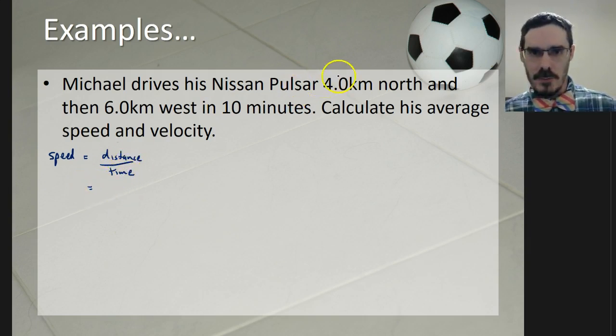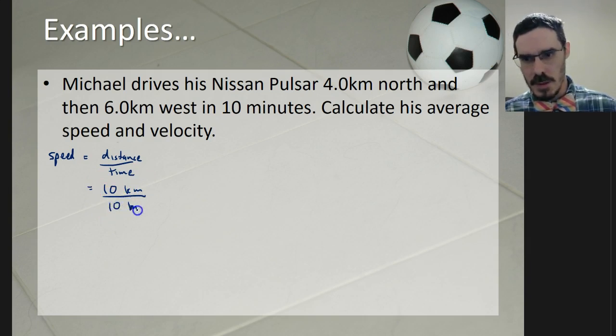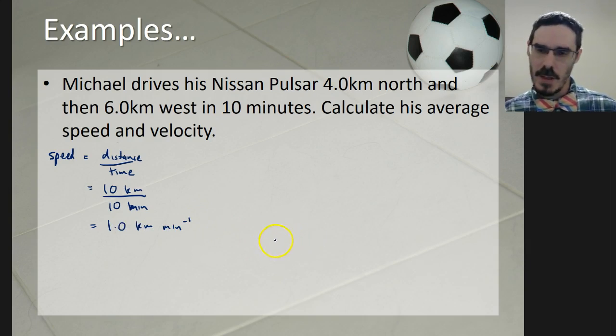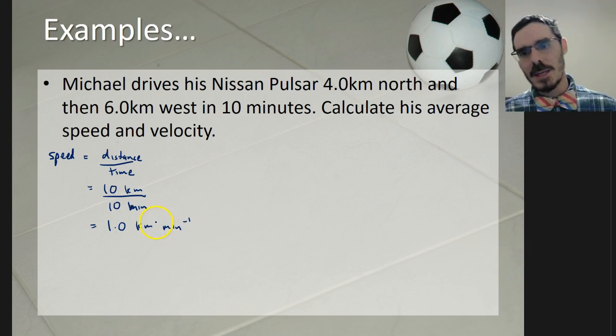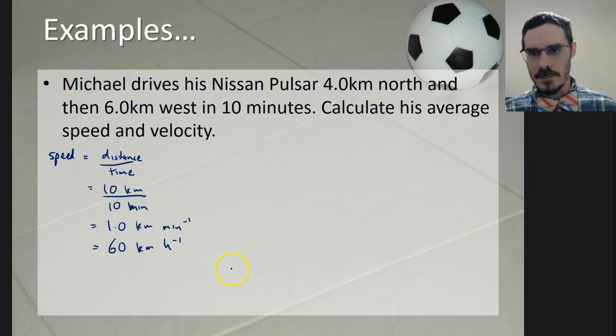So the distance was 4 kilometres north and 6 kilometres west for a total of 10 kilometres in 10 minutes, which if you like is 1 kilometre per minute. Now, min is actually not a standard accepted abbreviation for minute. I'm going to use it anyway. To make this make more sense, if you're going 1 kilometre per minute, how many kilometres will you go in an hour? You must be going 60 kilometres per hour.